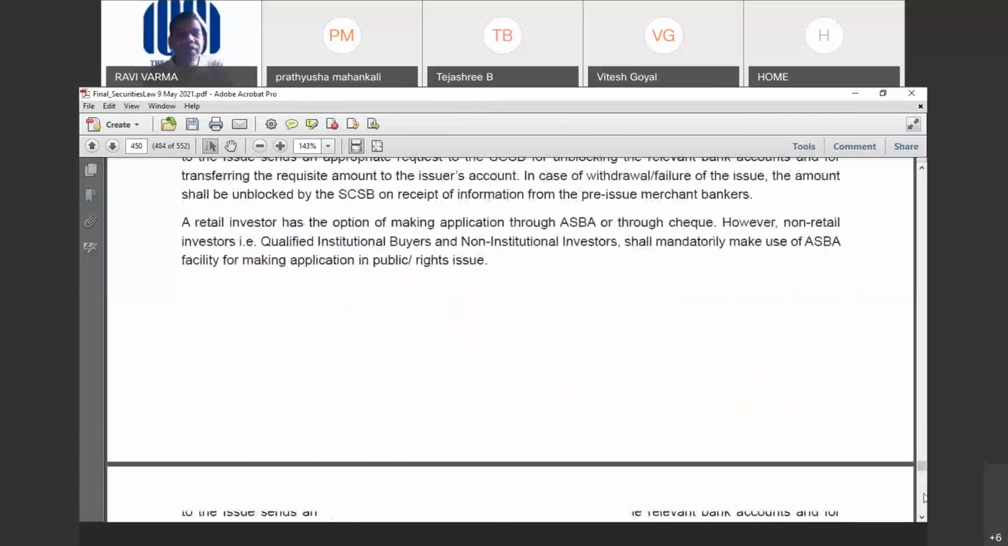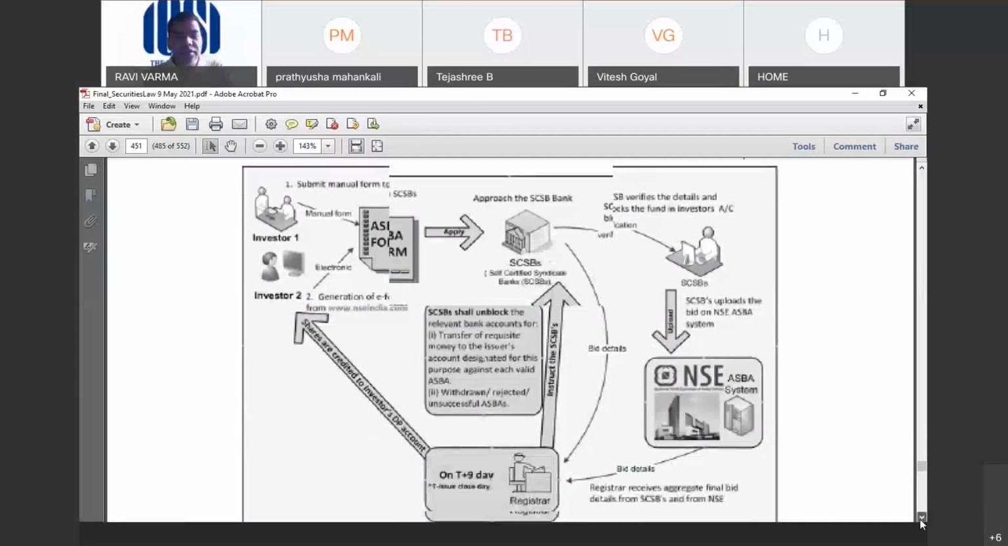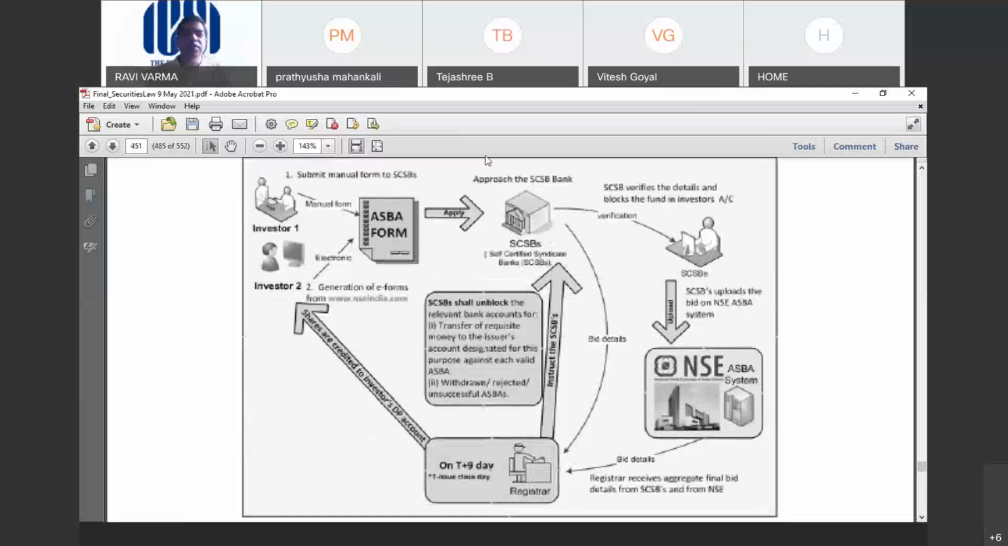If you come to page number 451, in the picture you will get more clarity. First, the person is submits the form, whether manually or electronically. Both processes are allowed. He is giving it to the self-certified bank. The bank verifies the details, whether you have the money or not. Because if I say I am subscribing for 1.5 lakh shares and I don't have the amount in the bank, how will the bank confirm? So the bank will verify the details. Once the bank verifies, they will inform the NSE or BSE through the ASBA system that the person has the money, so you proceed with the application. Then the bidding starts and the process gets completed.